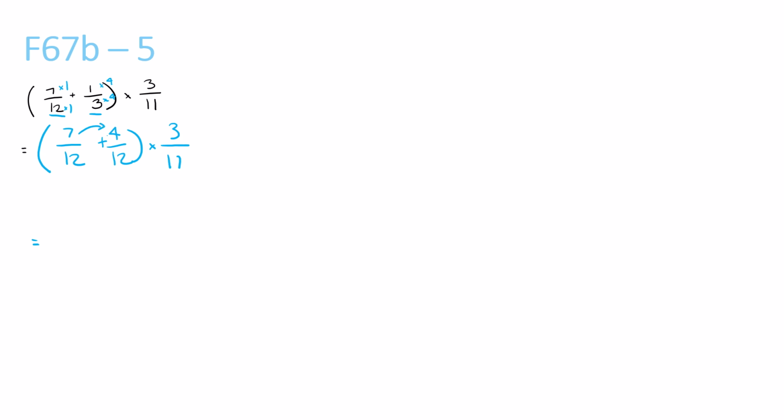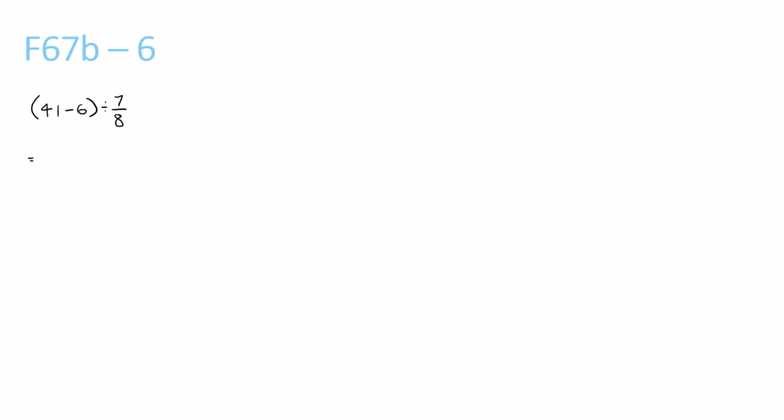7 plus 4 is 11 over 12 times 3 over 11. 11 just goes into itself once, so you can cross both of these out and put 1. Now 3 goes into 3 once, and it goes into 12 4 times, so you get 1 times 1 over 4 times 1, 1 over 4.